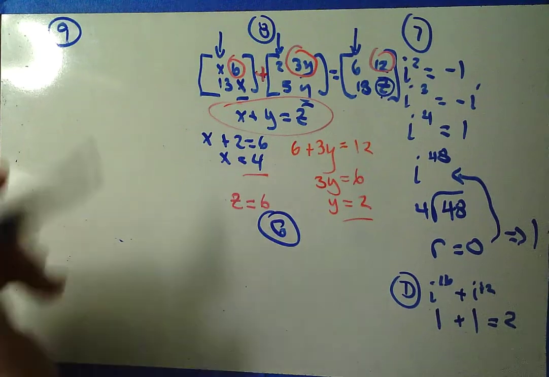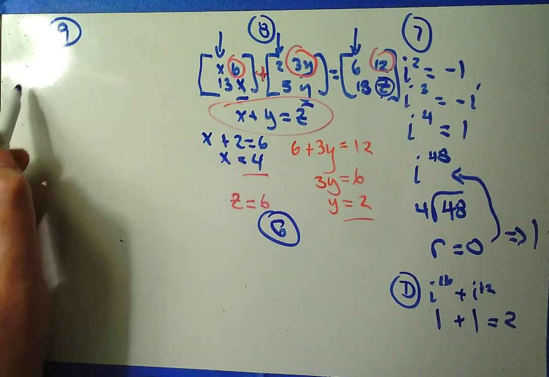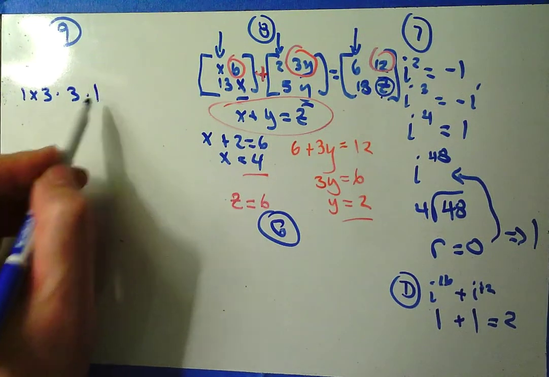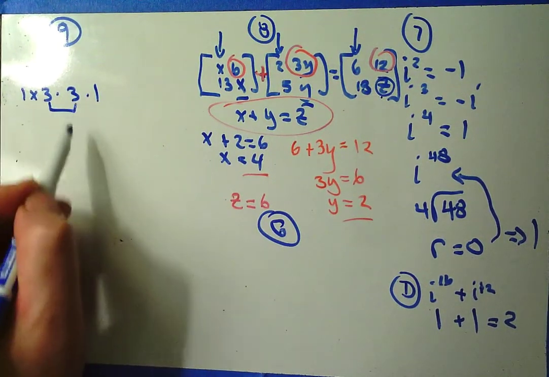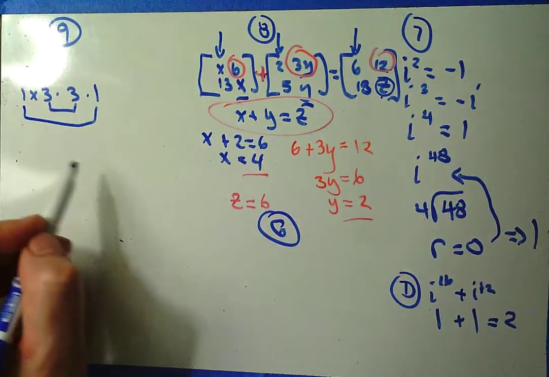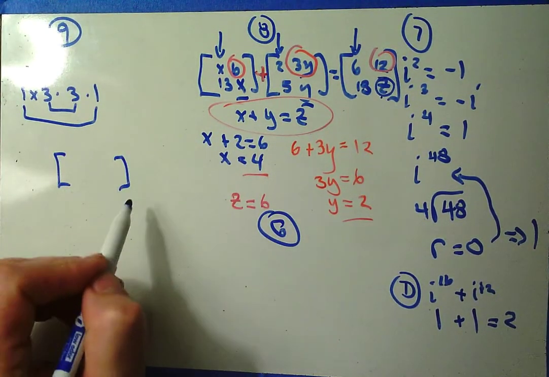What is the product? Well, first let's check if we can do this. This is a 1 by 3 times a 3 by 1. Oh, we can do that. These numbers are the same, so we know we can multiply. And this is the size of my product, a 1 by 1.